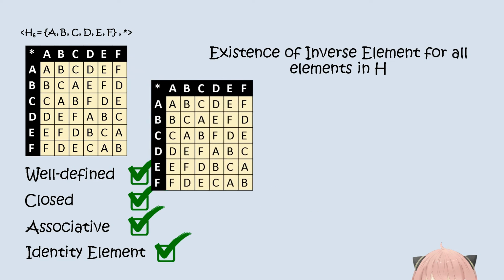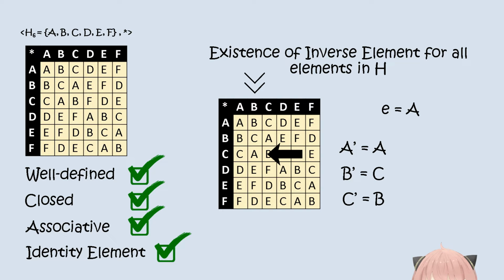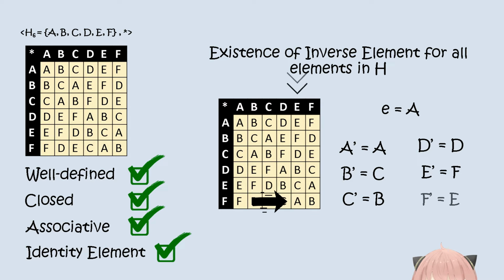Next, we have to identify if the inverse element exists for all elements in H. Since we already know the identity element which is A, we have to look for the identity element in all rows and columns of each element. So for A, inverse is A. B inverse is C. C inverse is B. D inverse is D. E inverse is F. F inverse is E.